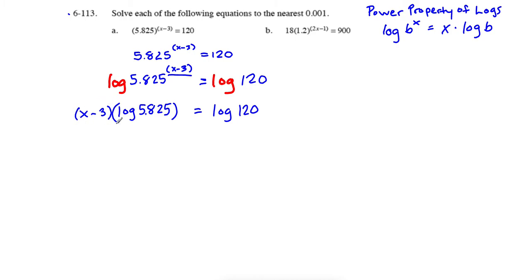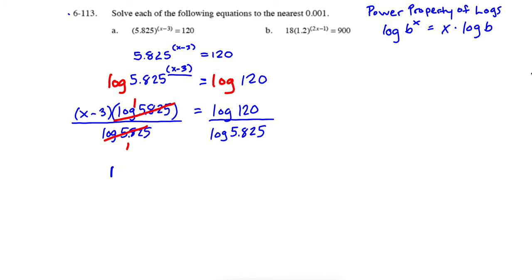Now because the quantity of x minus 3 is a factor and the log of 5.825 is a factor, we can isolate the quantity of x minus 3 by dividing by our log on this side. So divided by log of 5.825. And if we do that to one side, we have to do it to the other. So we've got divided by the log of 5.825. So we have the same factor in the numerator and denominator, so that means it's going to end up giving us a value of 1.